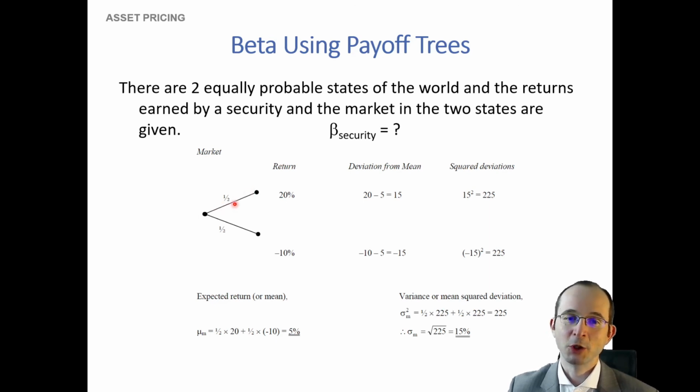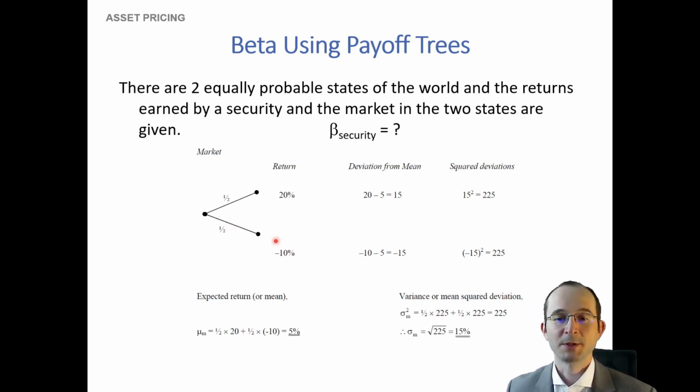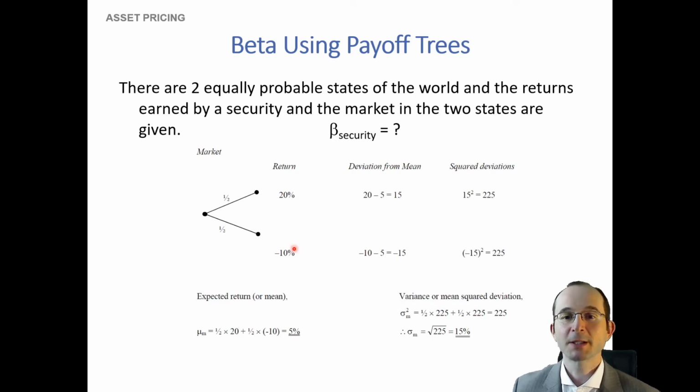in the, let's say, good state of the world, which has a 50% chance of coming about, the market gains 20%. In the bad state of the world, which then must also have 50% chance of coming about for them to add up to 100% cumulatively, that has a negative 10% return to the market. So if we want to compute the beta of our risk asset, well, that means that we need the covariance of the risk asset with the market, and we need the variance of the market.